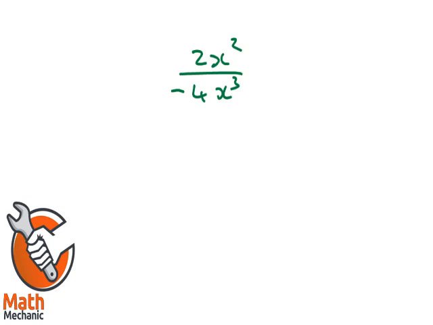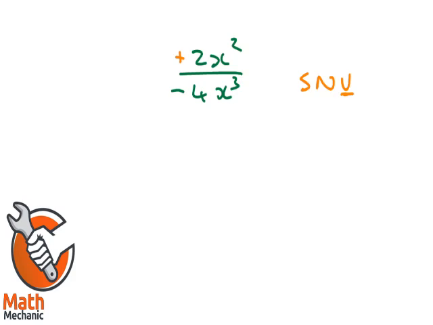What you can do is use the SNV rule, signs, numbers, variables, to first divide the plus and the minus, then divide the numbers, the 2 and the 4, and then use the exponential laws for the x squared divided by x to the power of 3. So that's something pretty basic that you can do with the SNV rule if you have a single algebraic fraction.